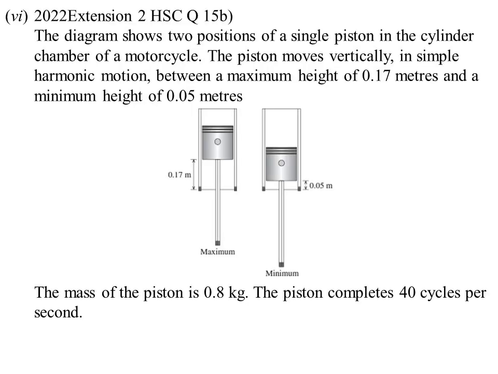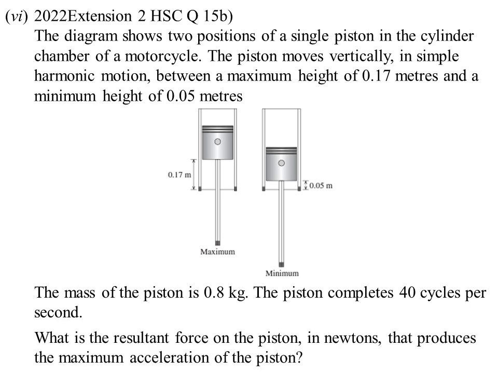Last year's one, much more fun. Look at this one. It's 1 piston, we have a piston but in 2 positions. The piston moves vertically in simple harmonic motion. We know the maximum height of 0.17 metres and a minimum height of 0.05, so it's going up and down like so. The mass of the piston they've given us is 0.8 kilograms and the piston completes 40 cycles per second. What is the resultant force on the piston in newtons that produces the maximum acceleration of the piston?